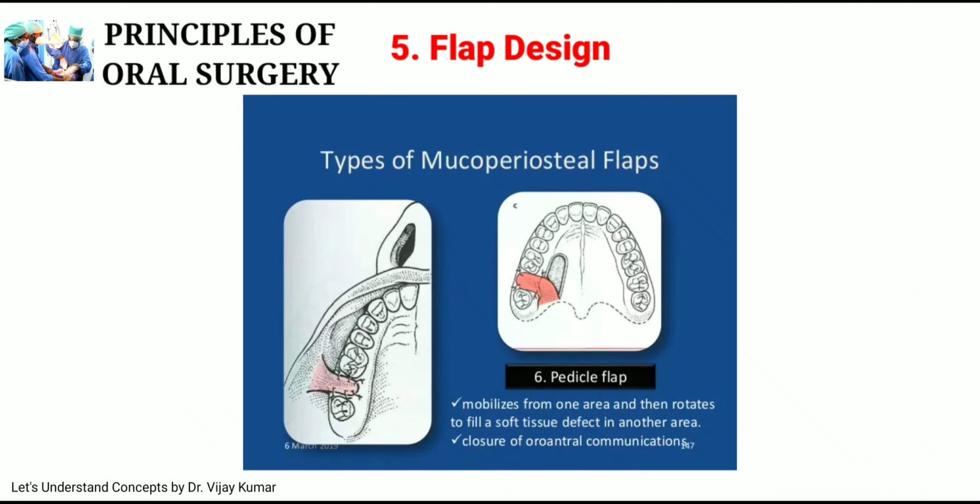Okay, then lastly you have a pedicle flap. In a pedicle flap you mobilize the flap from one area and then rotate it to fill the defect of another area, right? The only disadvantage is you will get a raw area, so you can see this raw palate which will heal by secondary intention, and we generally use it for closure of oroantral communication.